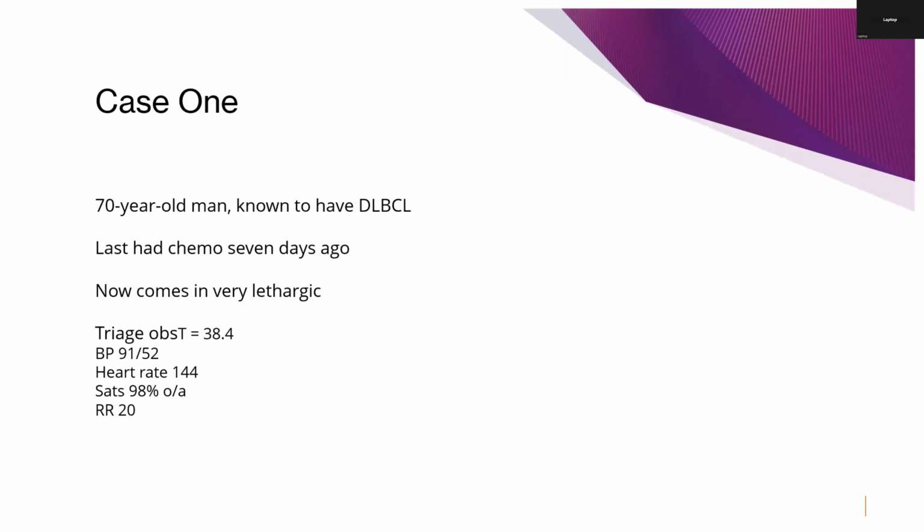So this is a 70-year-old gentleman. He's known to have DLBCL, or diffuse large B-cell lymphoma, which is the most common aggressive lymphoma. And he last had chemo 7 days ago, which is very important to know. He comes in with those observations: temperature of 38, he's hypotensive at 91, tachycardic at 144, his oxygen levels are okay, and his respiratory rate's not too bad.